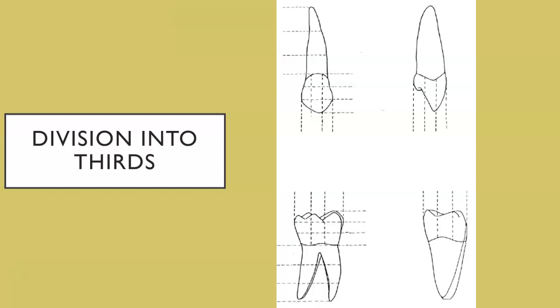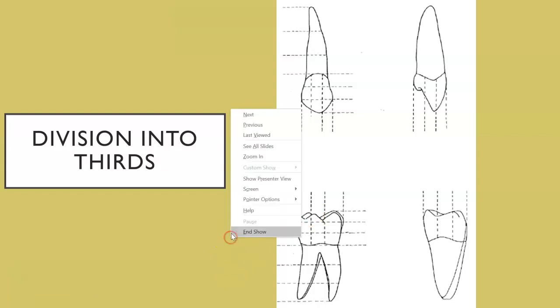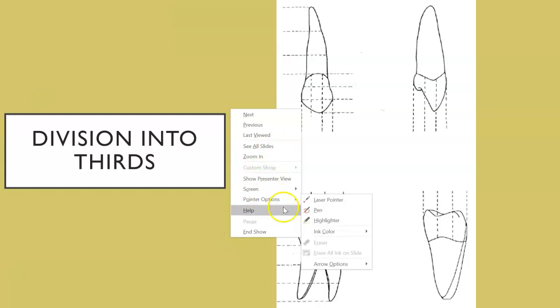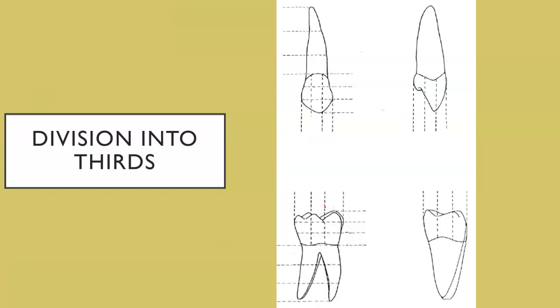Division into thirds, and this is actually in your packet here. So make sure you get your packet out and fill in the blanks as we go through this. Division into thirds is the way to identify specific areas of the tooth. We're dividing it based on the crown and also the root.